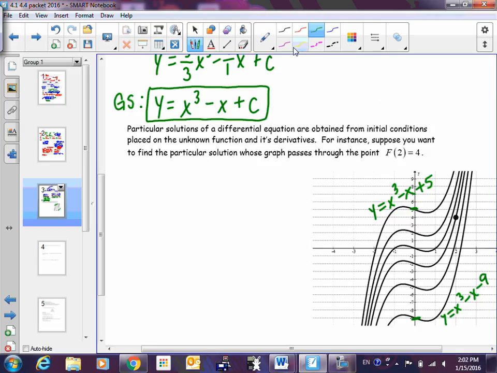Okay, so then what we need to do, in order to make this go from general to particular, is we have to have been given something called an initial condition. Okay? Initial condition really just means a point. And it's always going to be written in function notation. So f of 2 equals 4. The way we're going to rewrite that is the point 2 comma 4. Okay? Where the 2 is representing an x and the 4 is representing a y.